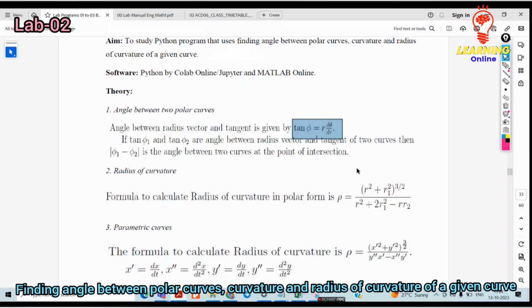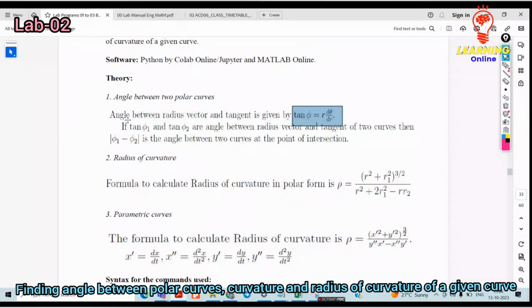The plot is to be taken care of and considered with respect to 360 degrees. That itself is called what? Polar curve. Okay, but when there are multiple curvature equations, what do I need to take? I need to take tan phi 1, then tan phi 2. Then the angle of that phi 1 and phi 2 difference vector will be taken as the resultant angle between those two particular curves. Okay, that is the angle between two polar curves.